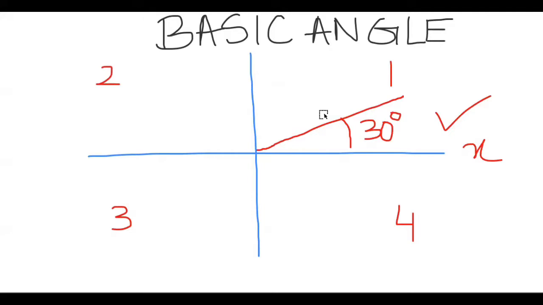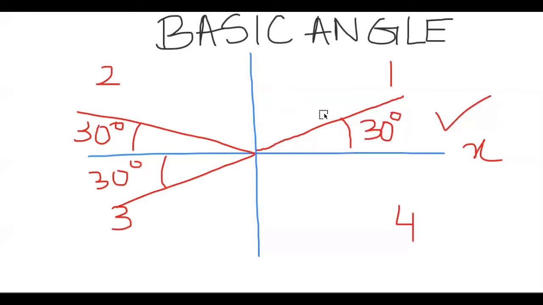Now, when we have drawn the basic angle as 30 in the first quadrant, if we are asked to draw the basic angle 30 in the second quadrant, we'll again be drawing it with the x-axis. For the third quadrant, we'll be drawing it with the x-axis, which will be over here. And for the fourth quadrant, we'll be drawing it over here, which will be with the x-axis. So we need to keep our basic angle with the x-axis always.